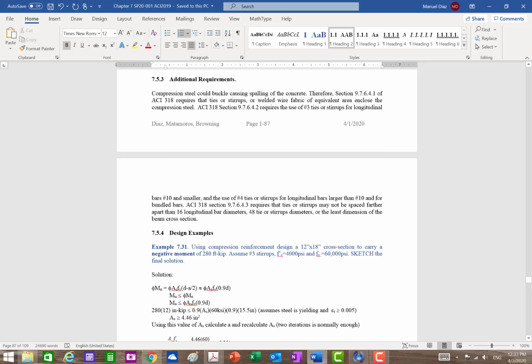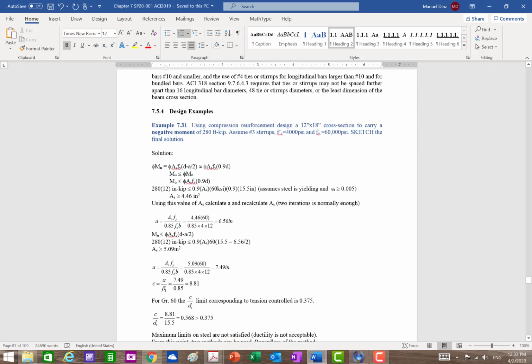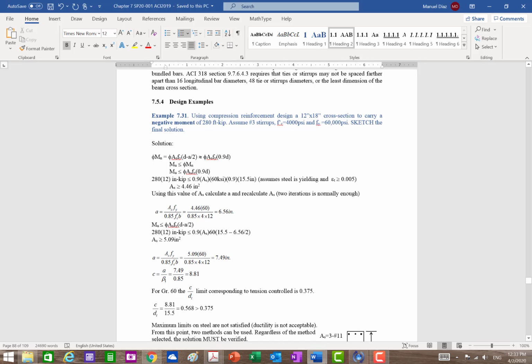Okay, so design examples. Let's start with that. So now we're going to do our design examples. So we have here a beam 12 by 18 to carry a negative moment of 280. We're going to use number 3 stirrups, so that means our compression bars cannot exceed, or you're going to start with that.